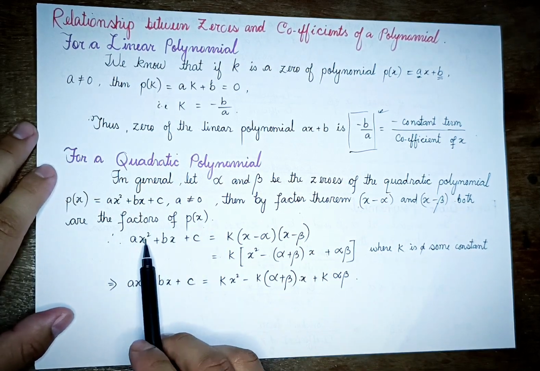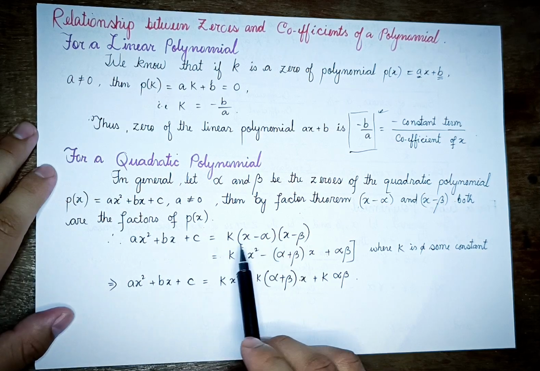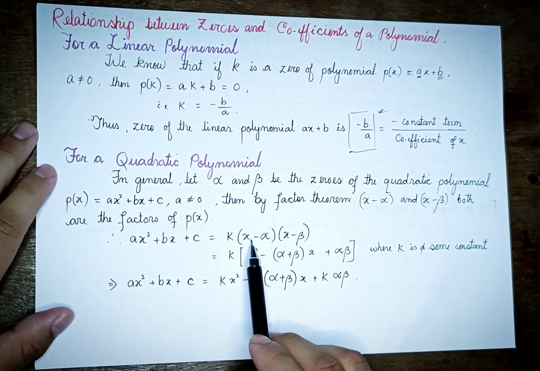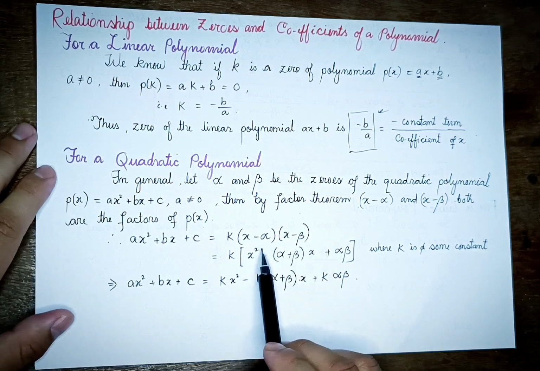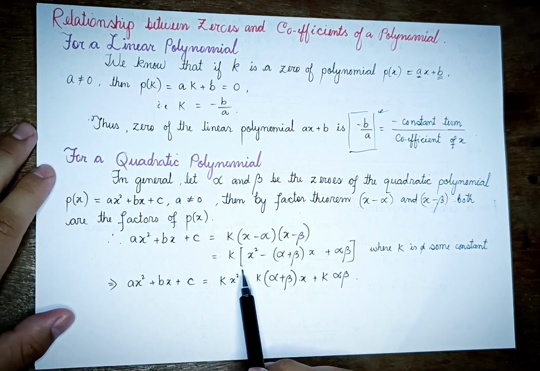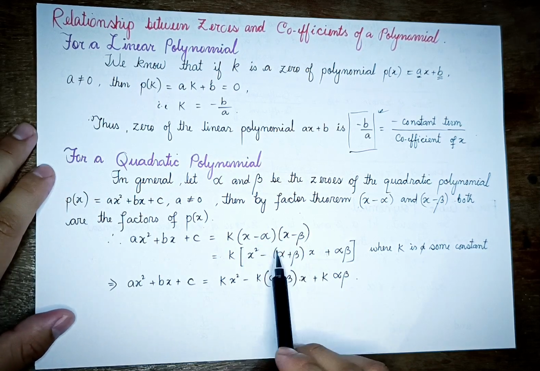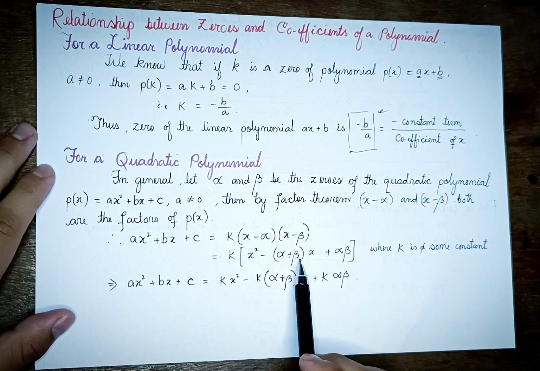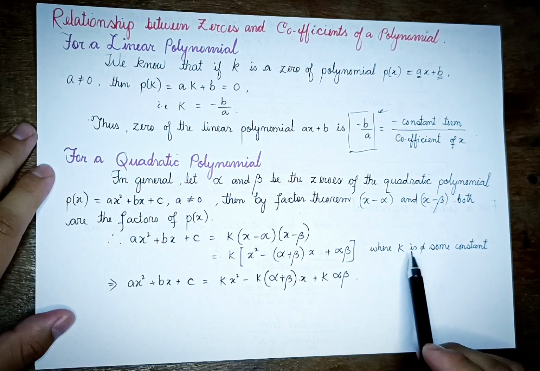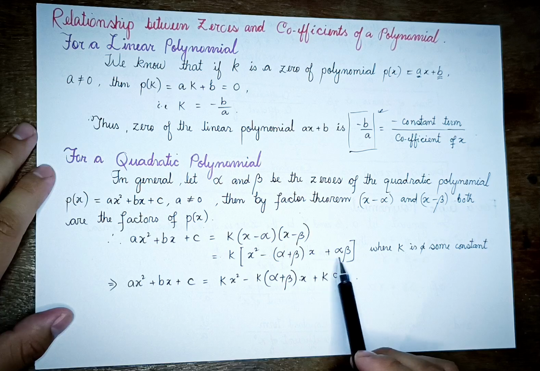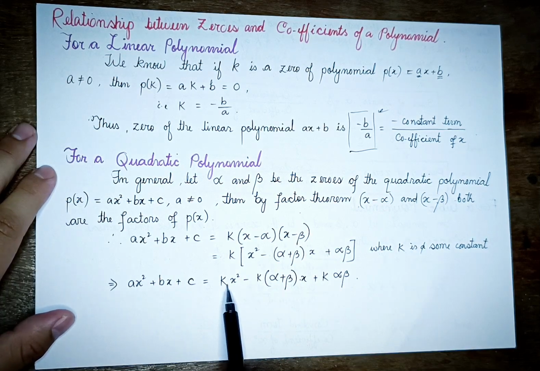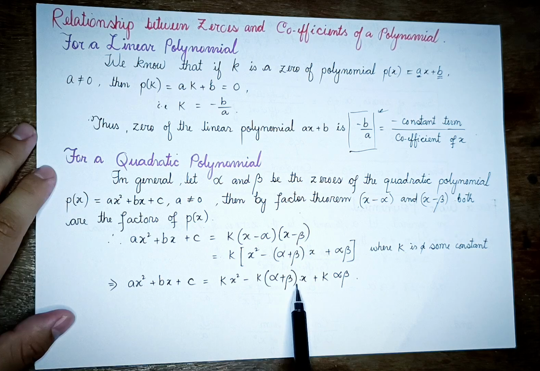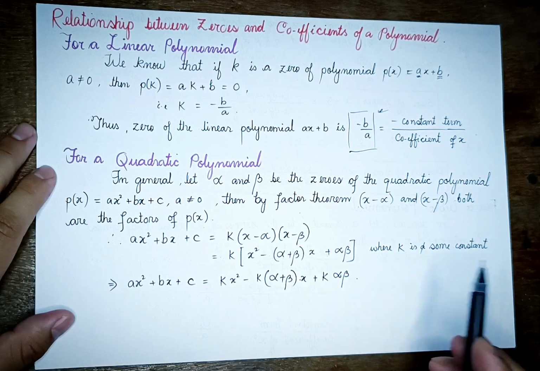Then we can write ax² + bx + c = k(x - alpha)(x - beta), where k is some constant. Multiplying, we get x² - (alpha + beta)x + alpha beta. So ax² + bx + c = kx² - k(alpha + beta)x + k·alpha·beta.